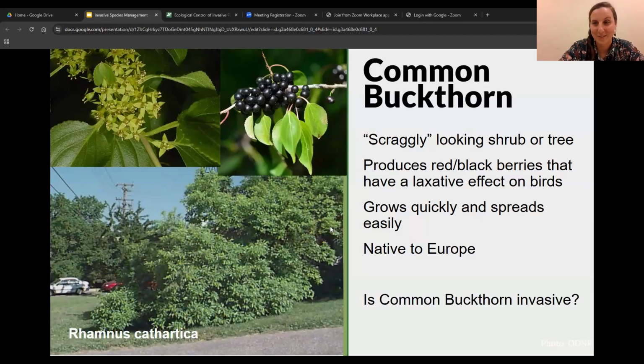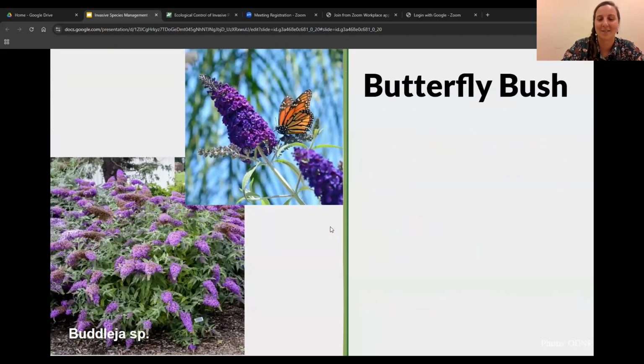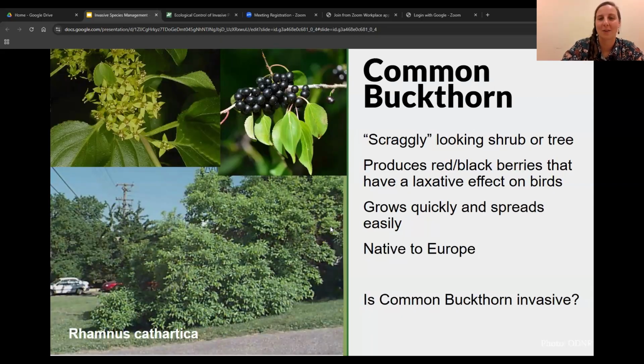So is this invasive, do you think? Anybody could unmute and just say yes or put a thumbs up. Yeah, okay, so you know this. This one is definitely invasive. Common buckthorn. Let's go to another one.